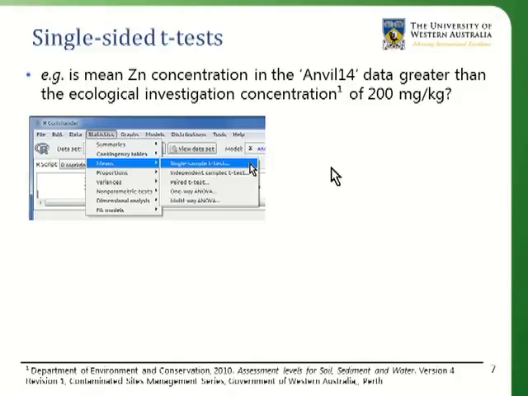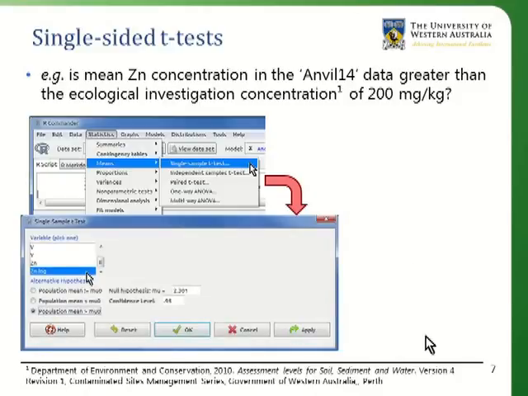Statistics, means, single sample t-test, and we will get a dialog box popping up. We can choose our variable. We just happen to know that we need to log transform zinc to normalize it, and we put the log 10 value of the threshold in the null hypothesis box. So saying that our null hypothesis is that the mean is not significantly different from our threshold value, and we can be a little bit more specific in the test.